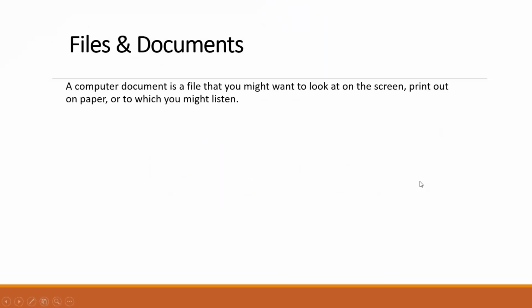A computer document is a file that you might want to look at on the screen, print out on paper, or to which you might listen. So when we use the term document, we could use it interchangeably with file. They both mean the same thing when we're talking about a PC. When we create something and save it, we are saving it as a file. Or if we download something from the internet, we're downloading it as a file, which we can then store into a folder.